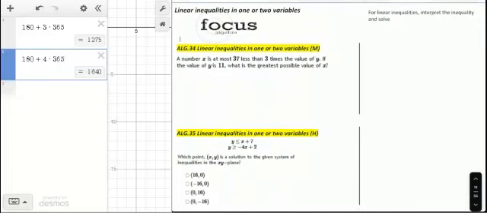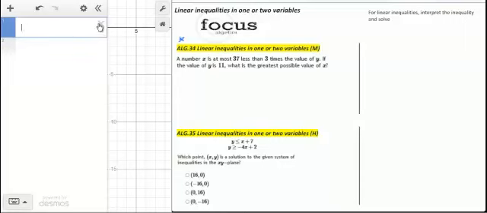The last question to go through from the Algebra 1 topics is question 34, again a linear inequality. Go ahead and see if you can interpret what they give you and solve the resulting problem.